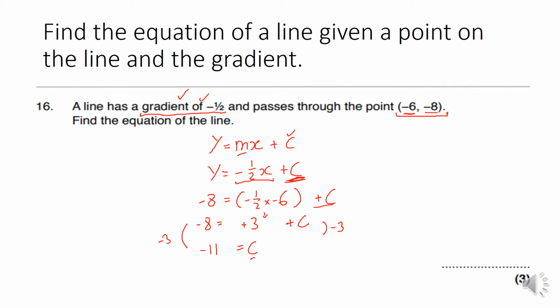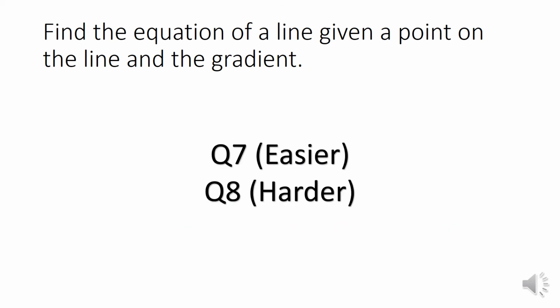So we've got y equals mx plus c. We know m, we know c, so it's y equals minus a half x and minus 11. So that one is done. So basically each bit of information tells you one of the unknown things. So one of them tells you the gradient, one of them tells you the y-intercept.